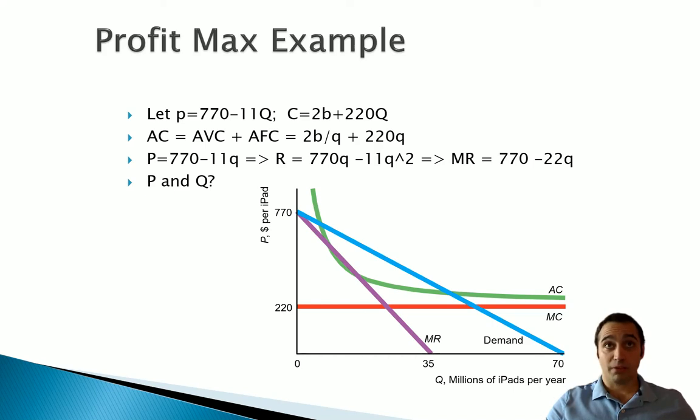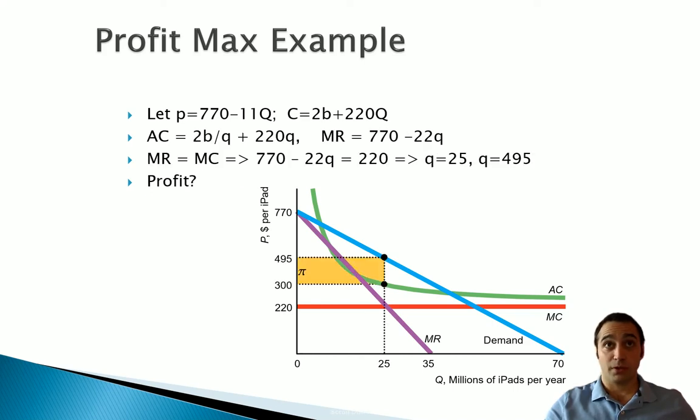How do we find price and quantity? Well, we're going to look at where marginal revenue equals marginal cost, i.e. when 770 minus 22Q equals the derivative of our cost function, i.e. it equals 220. If you do this, that suggests our Q should be 25 and our P should be 495.